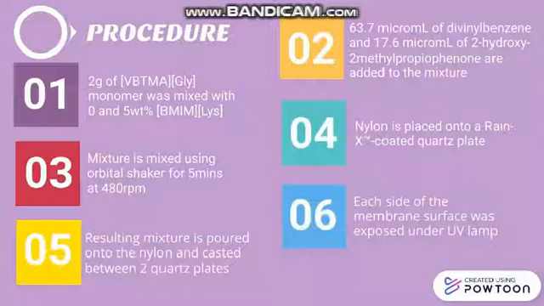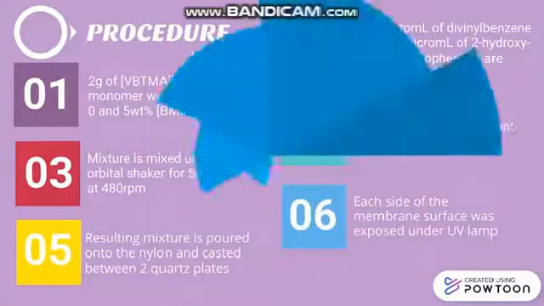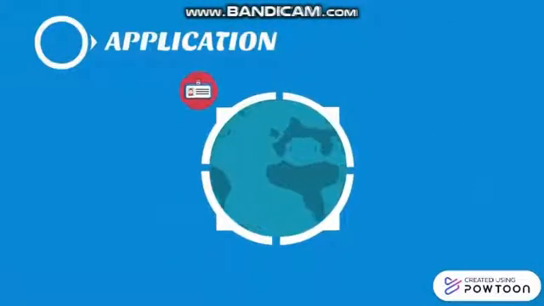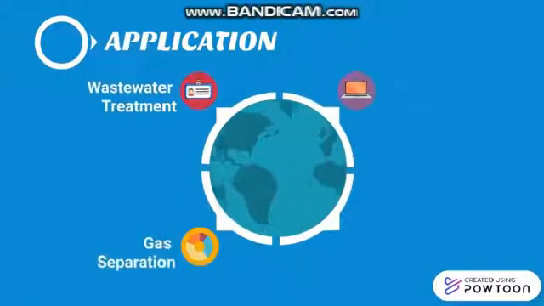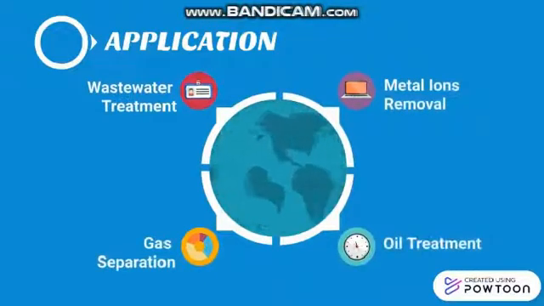The resulting mixture is mixed thoroughly by using orbital shaker for 5 minutes at 480 rpm. After that, nylon, which is a membrane filter, is placed onto a rain-coated quartz plate. The resulting mixture is put onto the nylon and it was casted between the 2 quartz plates. Then, each side of the membrane surface was exposed for 30 minutes under a 365 nanometer UV lamp at room temperature.